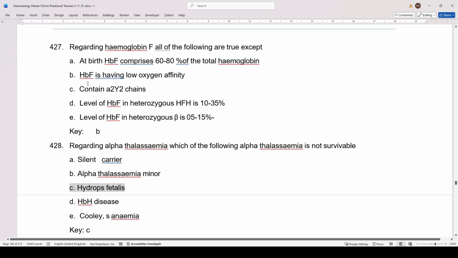It contains two alpha and two gamma chains. Yes, it is right. Level of hemoglobin F in heterozygous HPFH, we have discussed hereditary persistence of fetal hemoglobin. In that case, hemoglobin F is 10 to 35%, and in case of homozygous HPFH, the hemoglobin F will be almost 98 to 100%. Then level of HbF in heterozygous beta thalassemia trait or compound heterozygous beta is 5 to 15%. So this is also correct. So only this one is wrong. I just want to tell you the correct one, because in this way you will memorize these things.